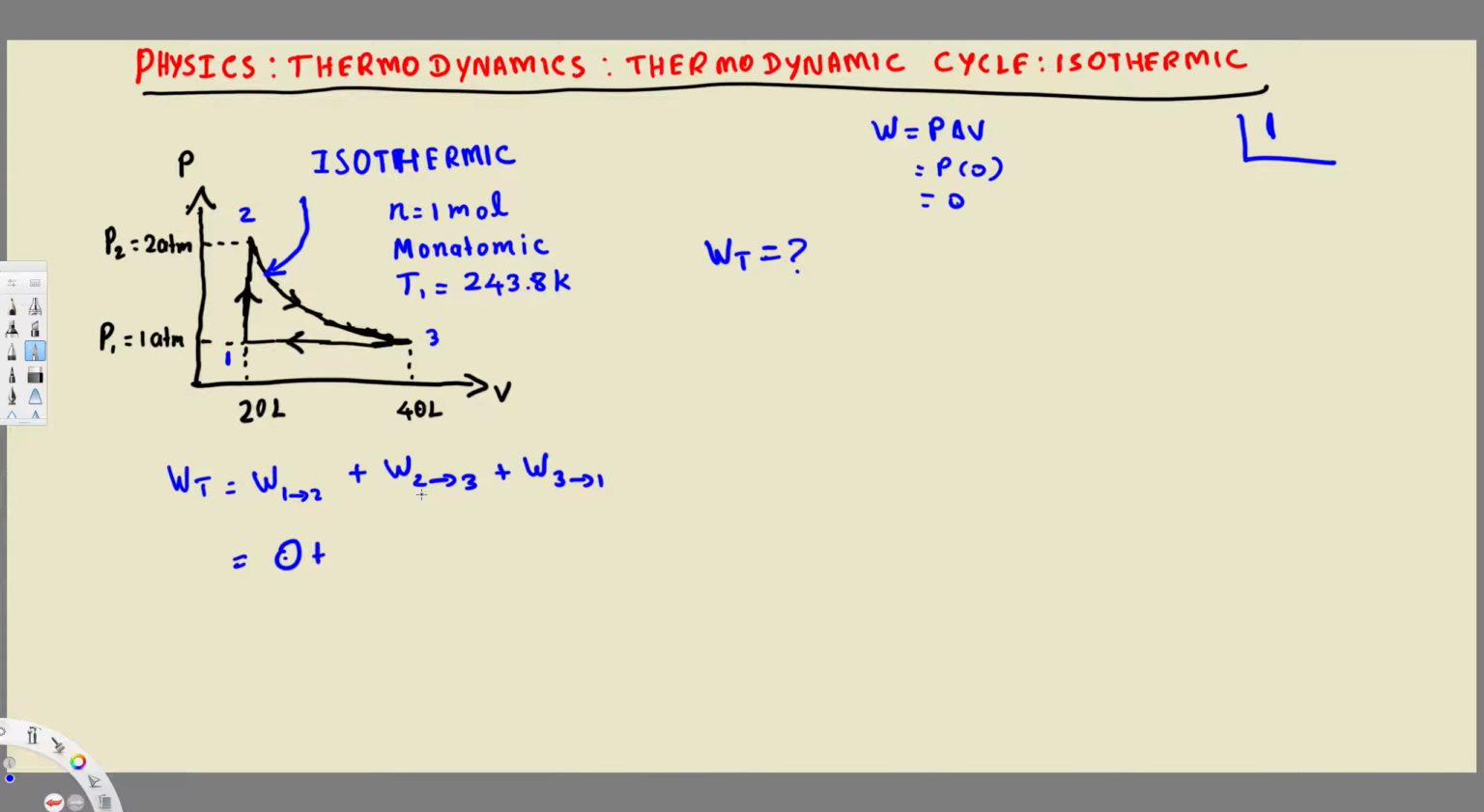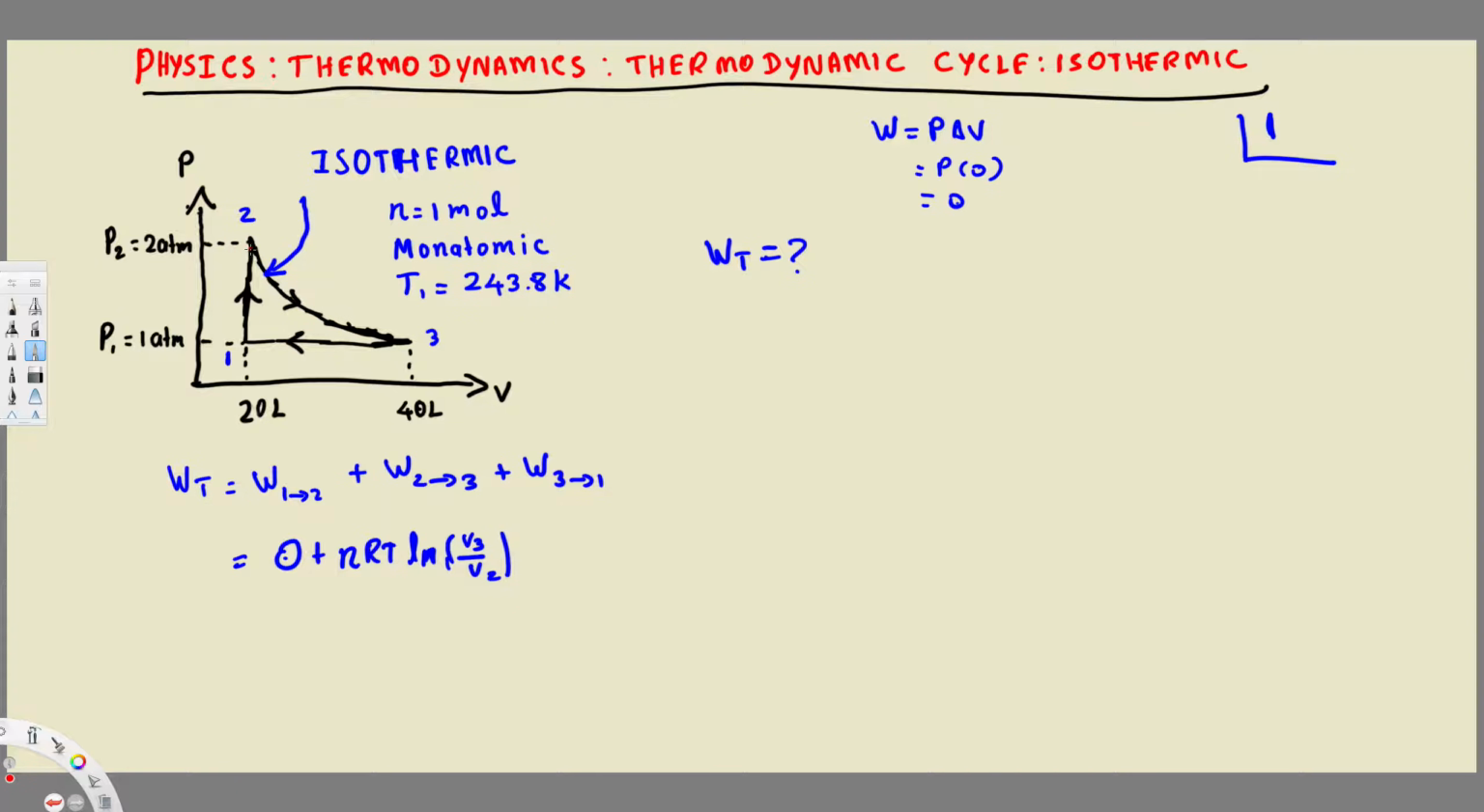Let's look at W2 to 3. This is an isothermal process, right? Whenever we have an isothermal process, we use this equation: nRT ln V3 over V2, right? So you may wonder why we don't use P delta V. If you want to know how we derived this one, let me show you.